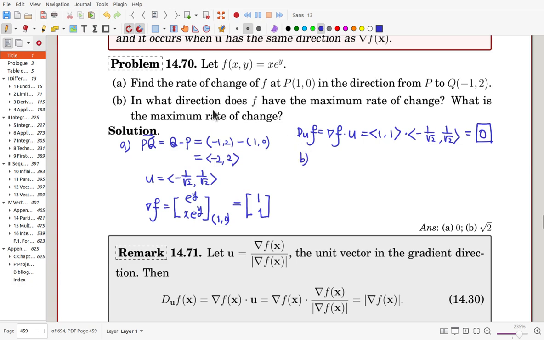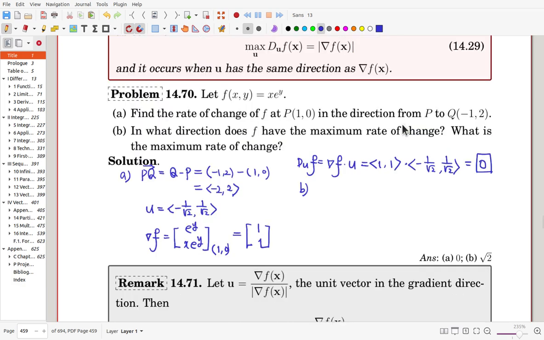Now how about B? In what direction does f have the maximum rate of change? We already know that once we choose u so that u has the same direction as gradient of f, then we can get the maximum directional derivative. So for example, if we choose u as the same direction, then the unit vector in the direction must be (1 over square root of 2, 1 over square root of 2).